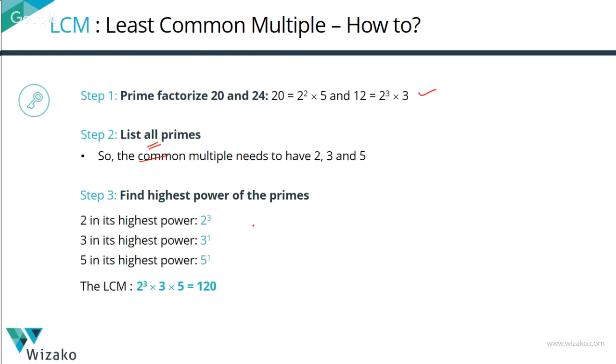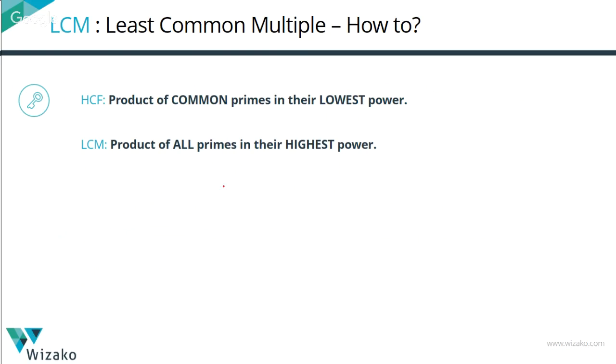Let's quickly find out what these two steps are in 2 sentences. For HCF, it's a product of common primes in their lowest power. For LCM, it is the product of all primes, not common primes, all primes in their highest power. Right? So have this perspective. It kind of sums up how to find out the LCM and how to find out the HCF and what these two stand for. Let's look at some interesting properties of these numbers, which gets tested quite often.